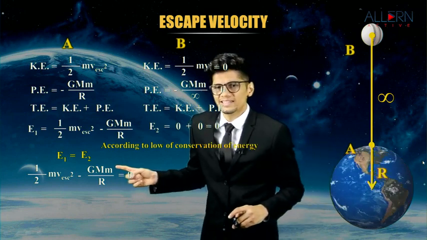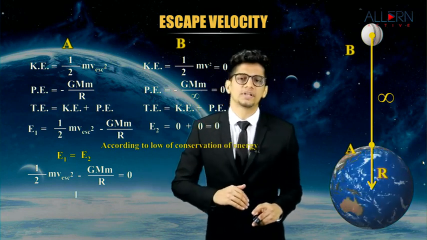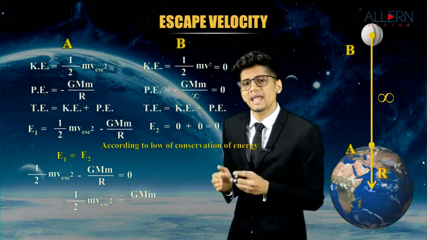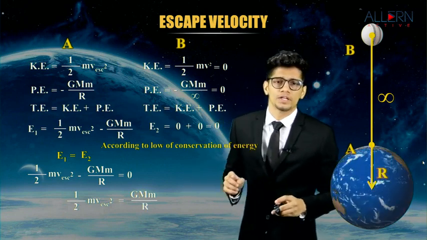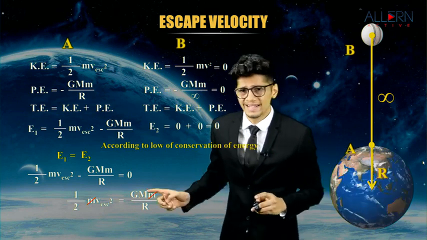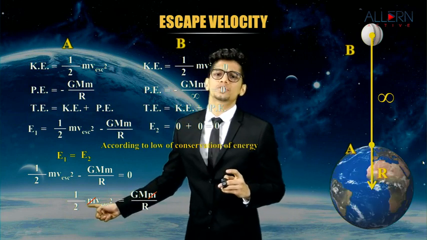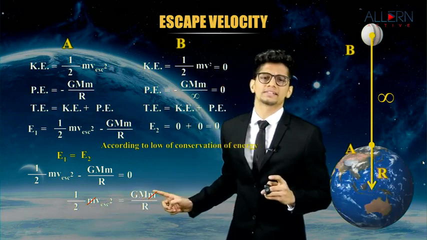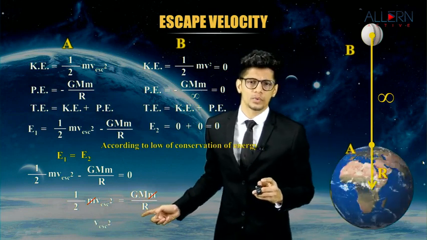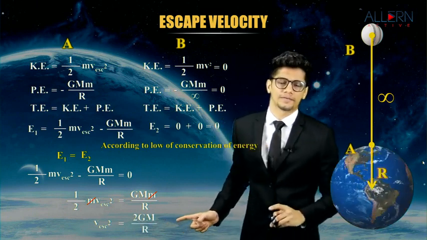Now we shift this entire term to the right hand side. So minus sign becomes a plus sign. So we have half mv square is equal to GMm upon r. So small m and small m get cancelled. So what remains is v escape square is equal to, and this 2 we can throw on the right hand side, so it goes into the numerator. So what we get is v escape square is equal to 2GM upon r.